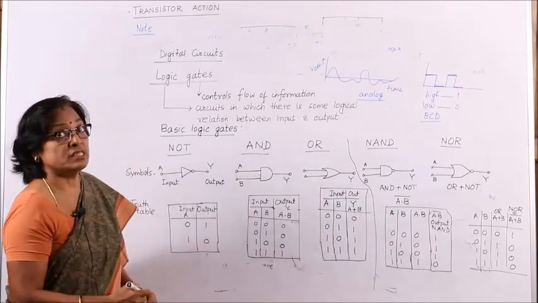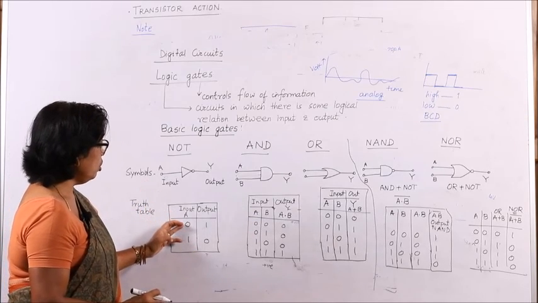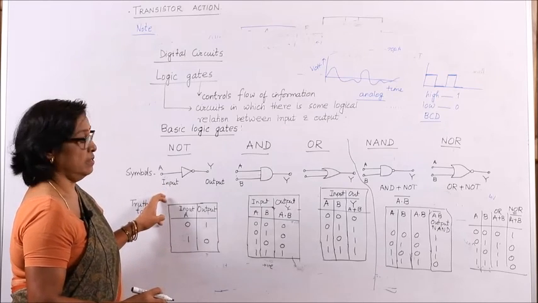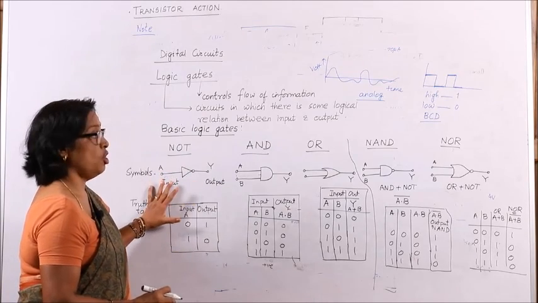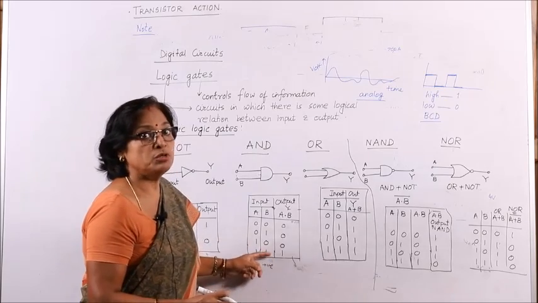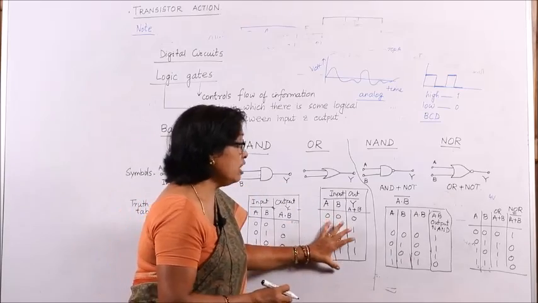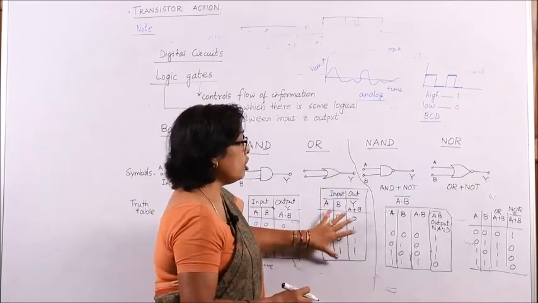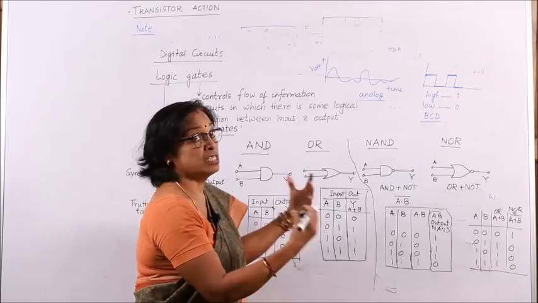So in an electronic circuit which behaves in this manner, if you give a low input it becomes high, if it becomes high it is a NOT circuit, and if input is high, output is low, then that is a NOT circuit. And if all the inputs are high and output is high, then it is an AND circuit. If any of the inputs is high and output is high, it is an OR circuit. And the reverse of OR is NOR, and the reverse of AND is NAND.